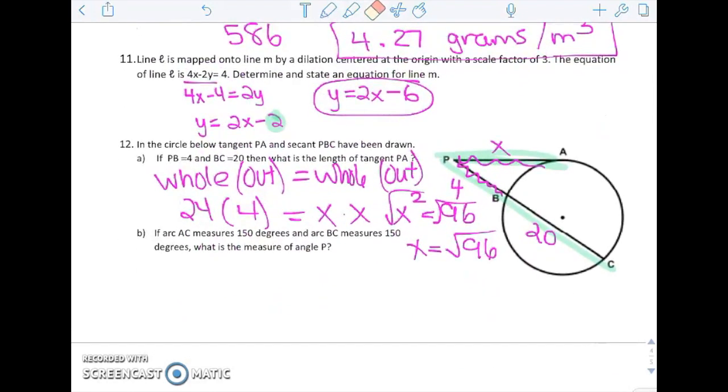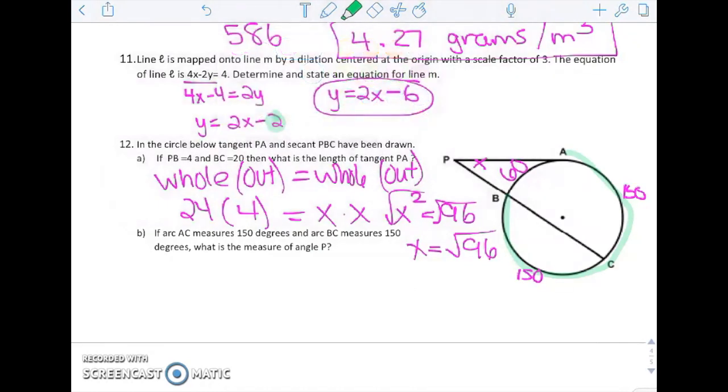All right, last one. I'm going to erase these markings so I have a little bit more space. Arc AC is 150, and arc BC is 150. What is the measure of angle P? Okay, so first let's figure out the missing arc. These two arcs together are 300, which makes this arc right here 60.